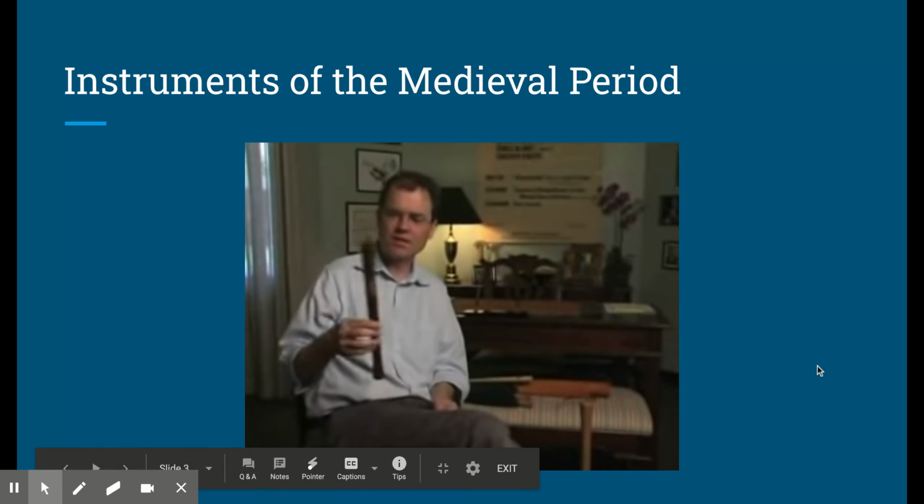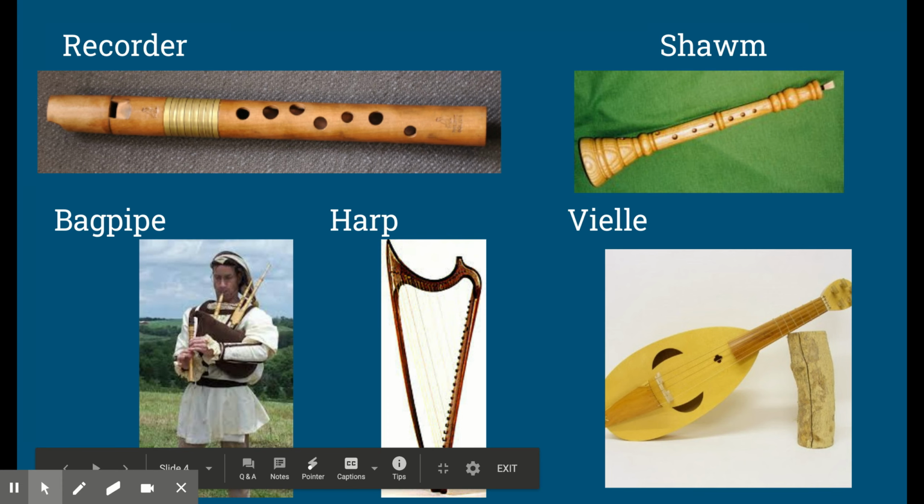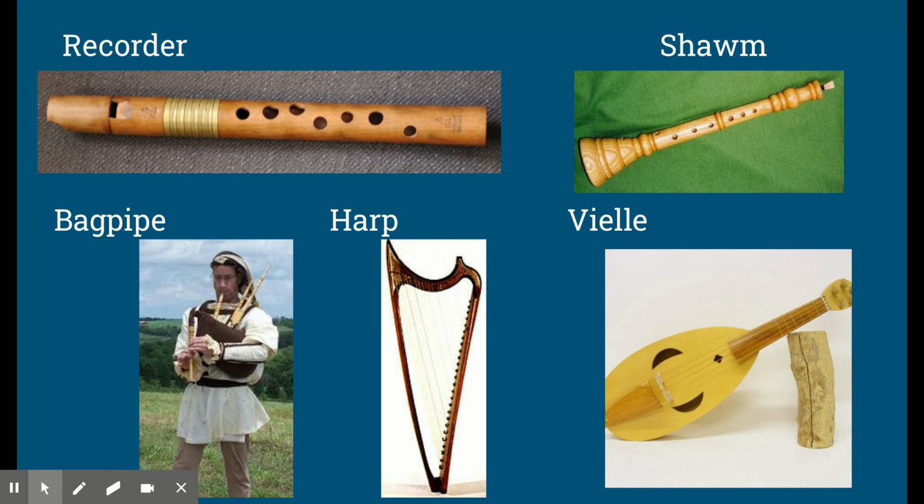Yeah, well, first of all, this is. So you can see a little bit closer here some of the instruments. We have the recorder, the shawm, the bagpipe, harp, and the vielle.